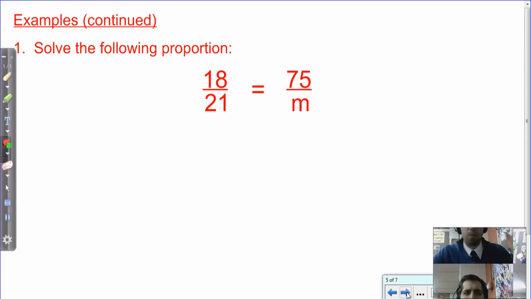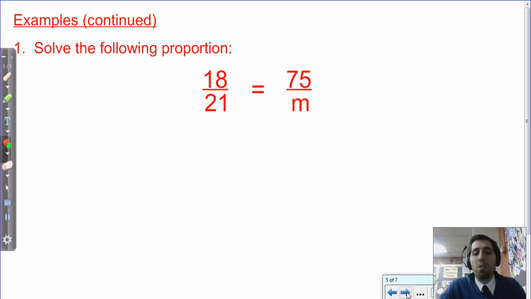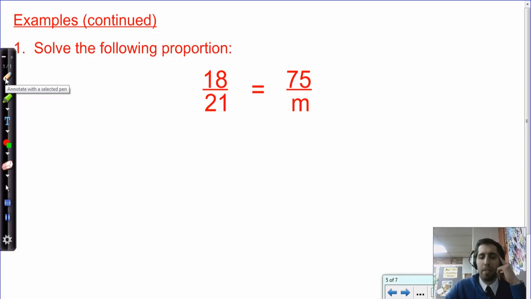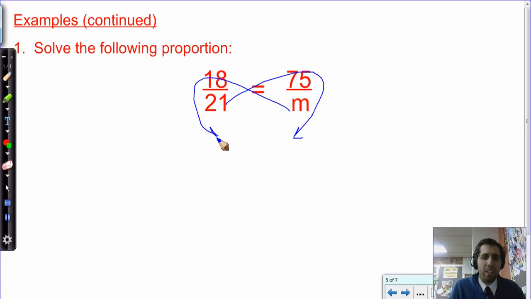Let's see this one. Solve the following proportion. What if we don't see equivalent fractions? So let's see what the cross your heart method looks like, because I don't know how many times 18 goes into 75. I just can't tell you. So what we're going to do is use the cross your heart method here. And the reason, I can't believe I didn't even say this yet, it's supposed to look like a heart, if you can see that.